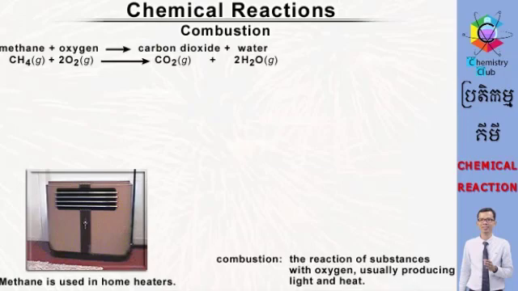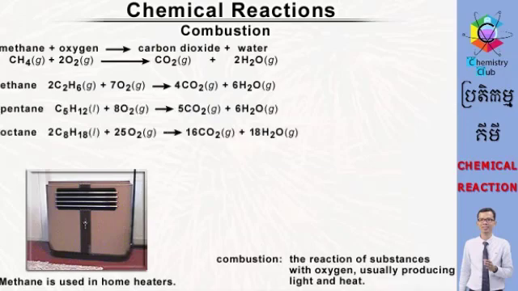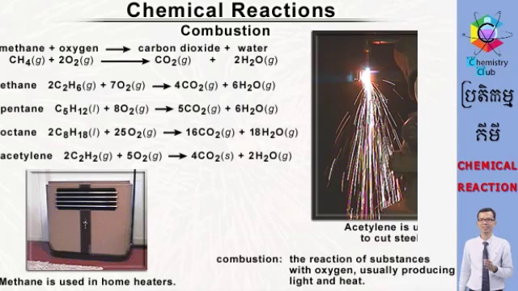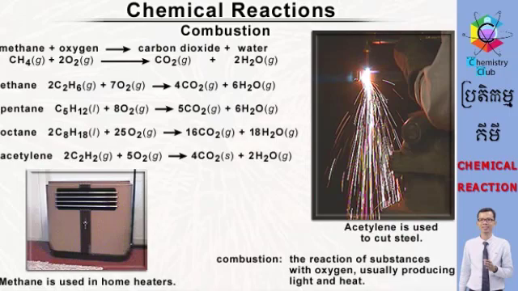In the presence of abundant oxygen, and a source of ignition, methane will react with oxygen and produce carbon dioxide and water. Similar reactions occur with more complex hydrocarbon compounds, such as ethane, pentane, and octane. The combustion of the hydrocarbon acetylene and oxygen generates enough heat that it is used for cutting and welding steel.